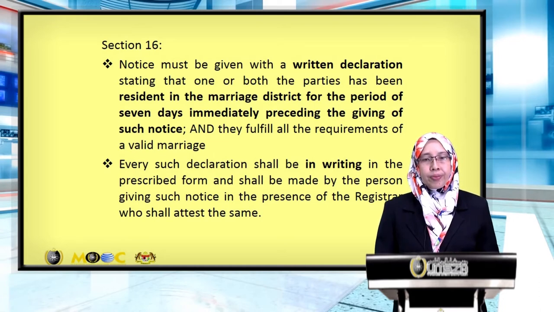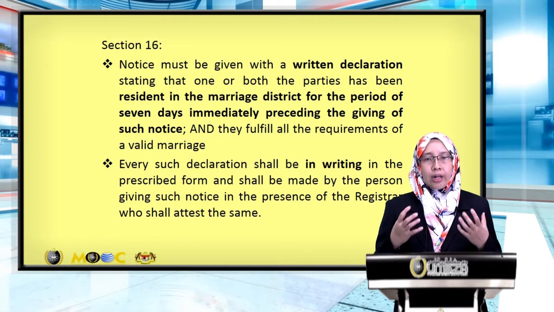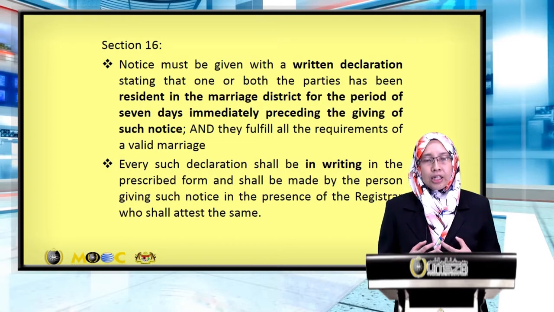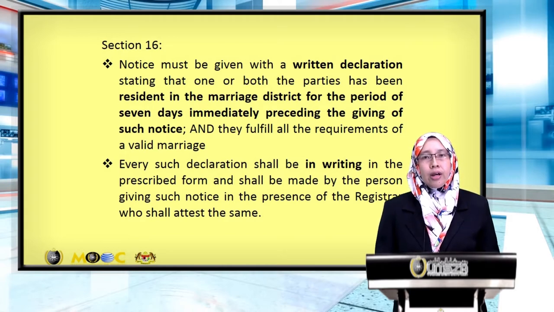And number four, neither of the parties to the intended marriage is married to any person under any law, religion, custom or usage. So here it means that the written declaration should also contain that the parties who intend to contract the marriage have fulfilled all the relevant or basic requirements for a valid marriage. And this declaration should be made in writing.